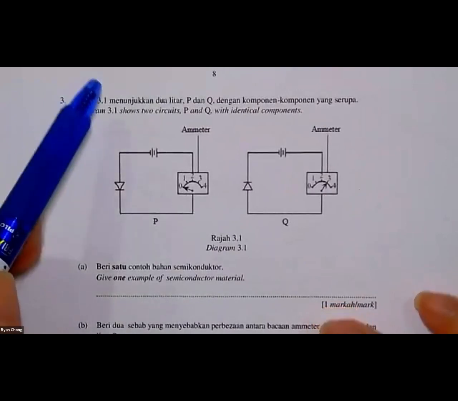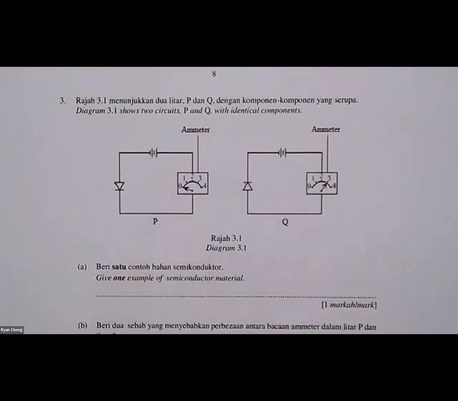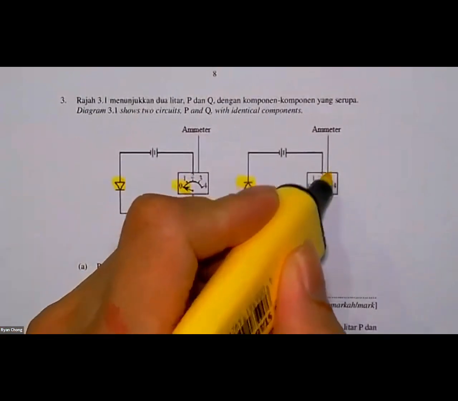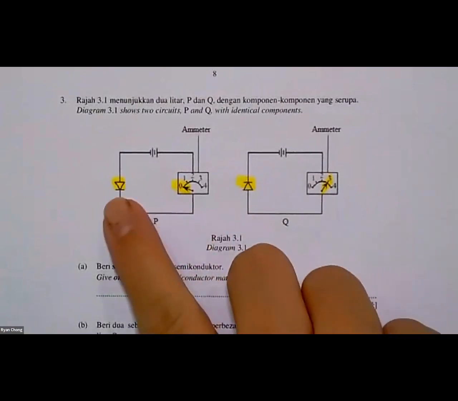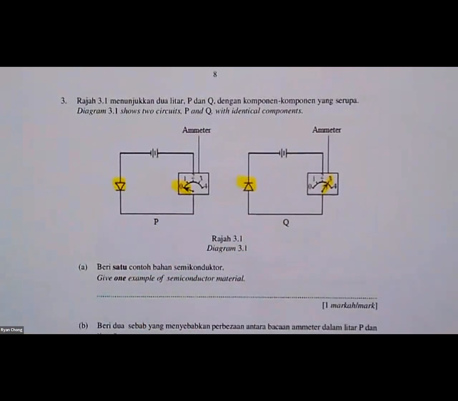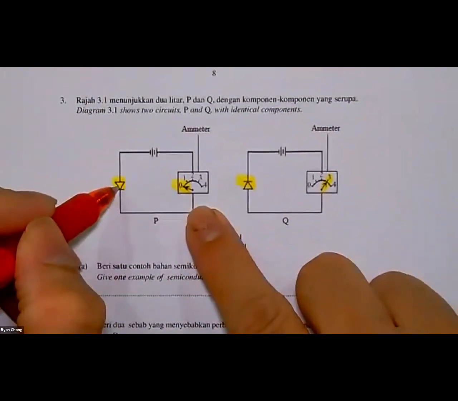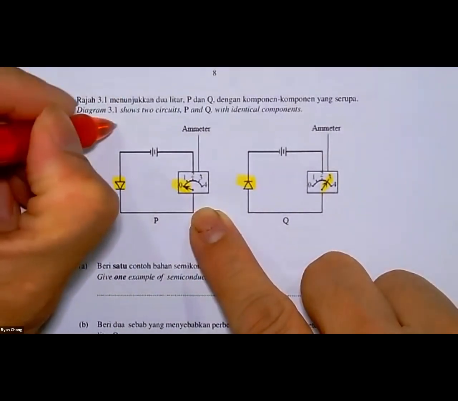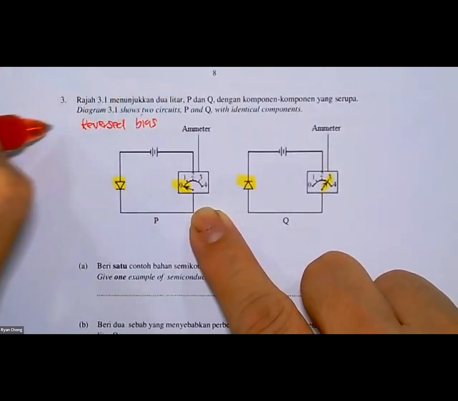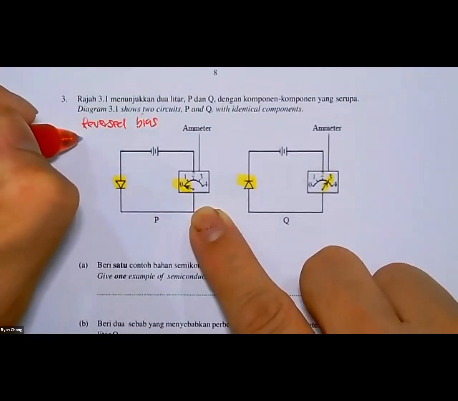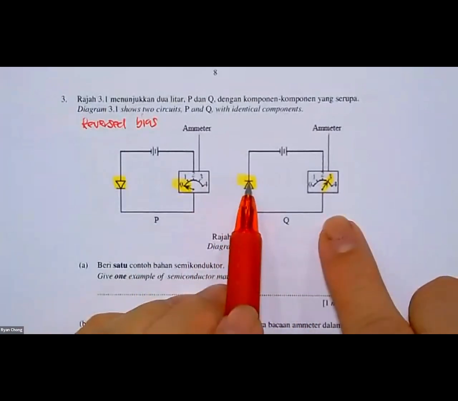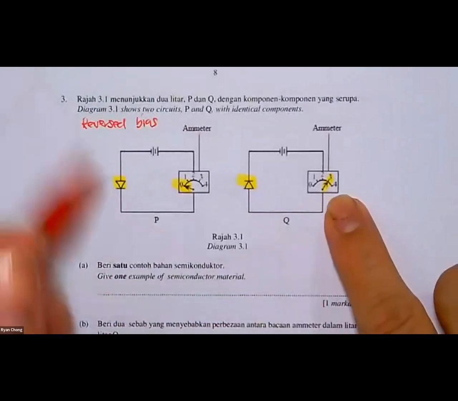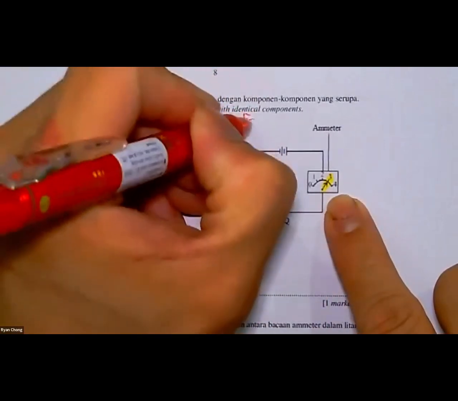Diagram 3.1 shows the 2 circuits. When you see there is a diode and the reading, you have to know the difference among them. When you put the diode this way, we call it reverse bias. It means current cannot flow. Reverse bias stands for current cannot flow. Then when you put it correctly, the value of the ammeter exists. So this one is referred to as forward bias.